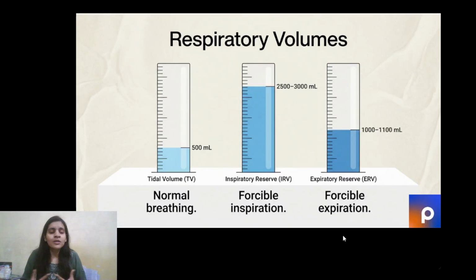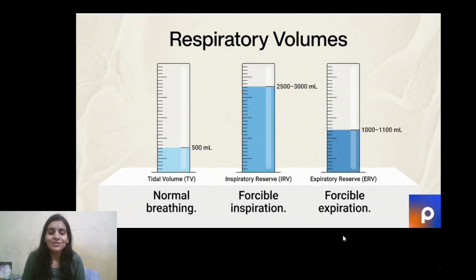Then, if you inspire very forcibly, like so, I can accommodate more air into my lungs. That is reserve, something you do not have on a normal basis. That can go up to 2500 to 3000 ml. Now, I expire also around 500 ml. But if I put in extra force, I expire more, and that expiratory reserve is 1000 to 1100 ml.